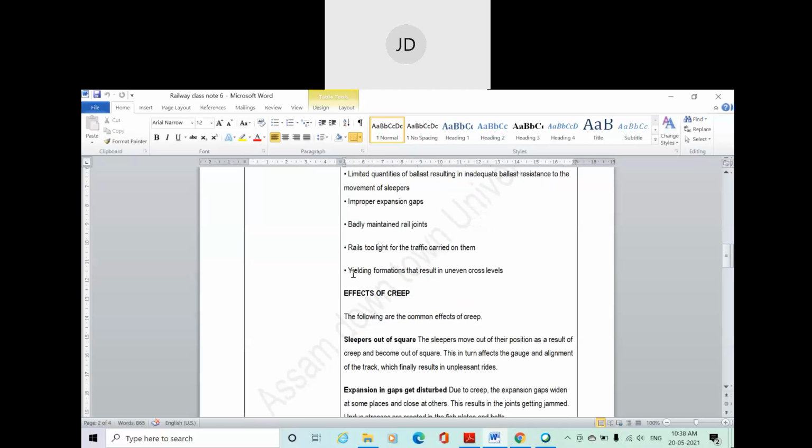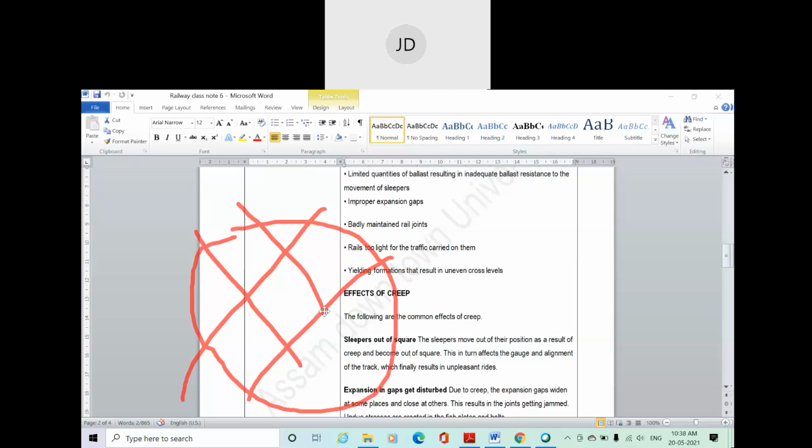Yielding of formation resulting in uneven cross level. We haven't discussed cross level right now. Cross level basically means when two railway lines cross each other like that. This is a cross level. Even at this particular point we should safeguard it, so that creep should not occur in crossing. We are going to discuss crossing points and crossings in a coming module.